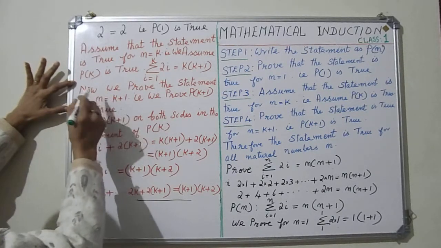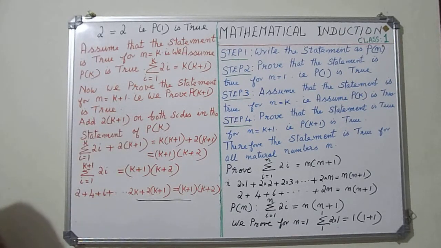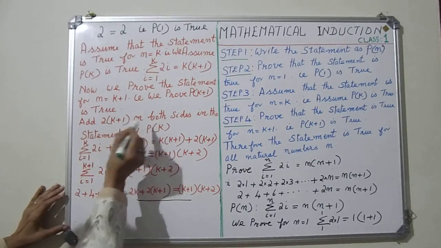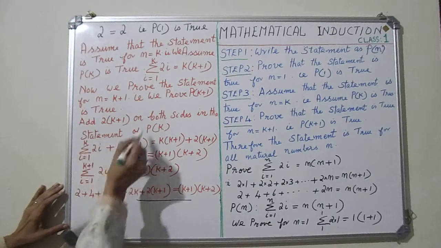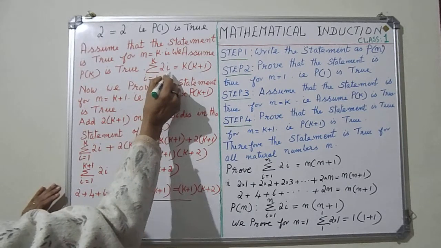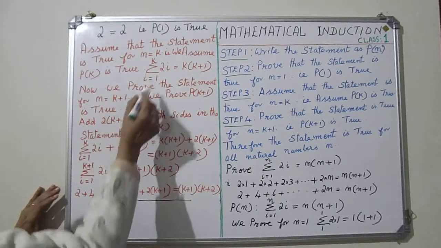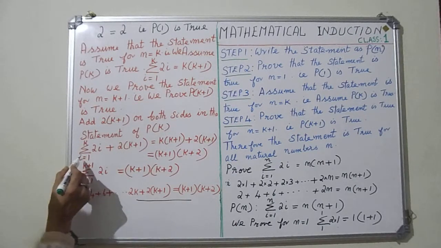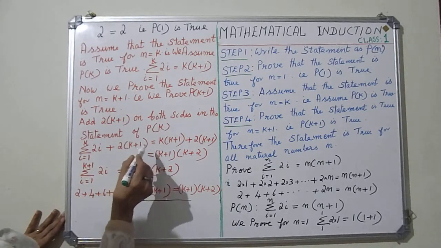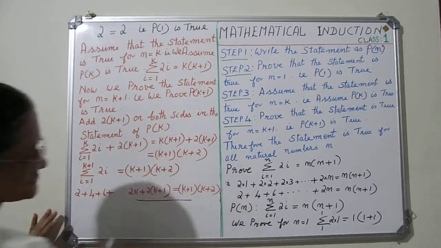Using this statement for P of k, we prove that the statement is true for n equal to k plus 1. That is, I am going to add 2 times k plus 1 on both sides in the statement of P of k. We have P of k: sigma i varying from 1 up to k of 2i is equal to k times k plus 1. Now here I am going to add 2 times k plus 1 on both sides. That is, sigma i varying from 1 up to k of 2i plus 2 times k plus 1 is equal to k times k plus 1 plus 2 times k plus 1.